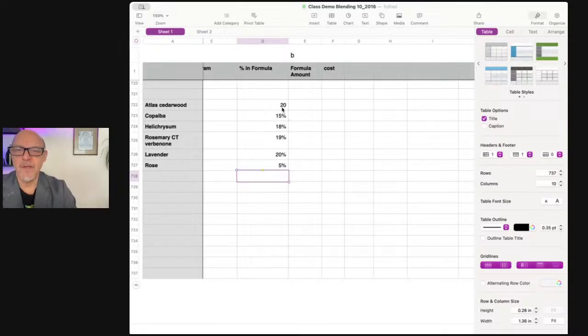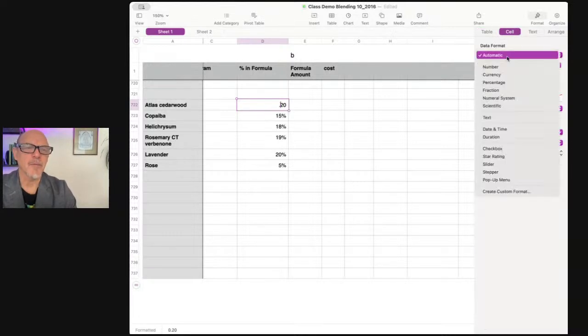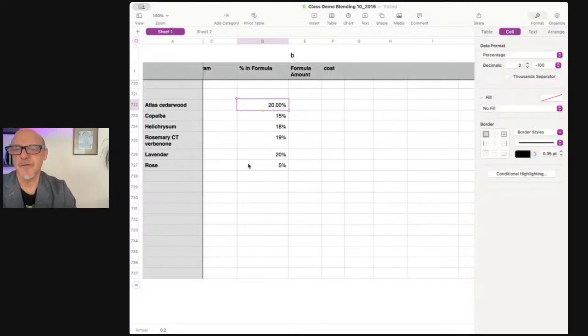Now, why am I doing only 5% of rose if it's so powerful? Oh, that's the reason why. Okay, sorry about that. I'm apologizing for something I'm not telling you I'm apologizing for, but the percentage came up all wonky.